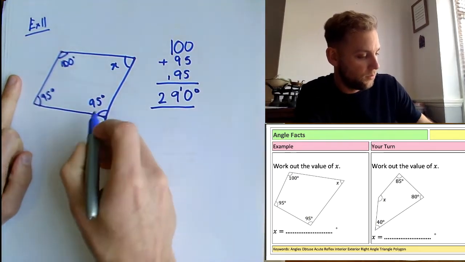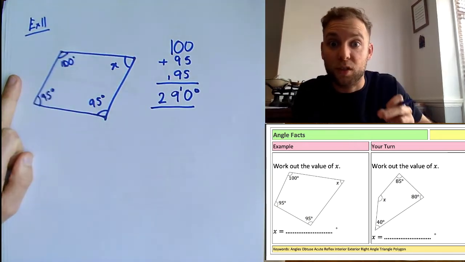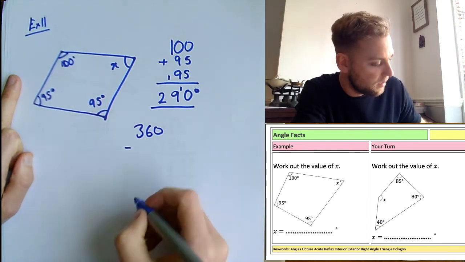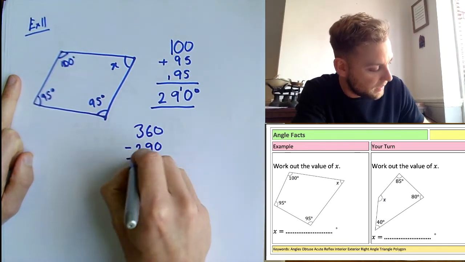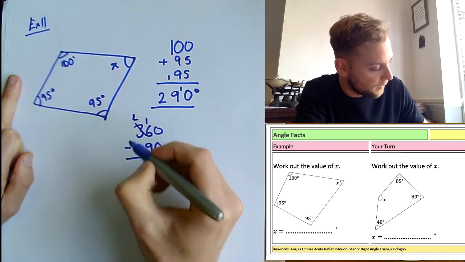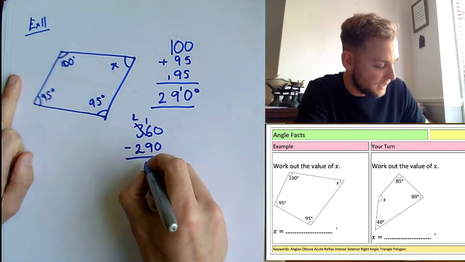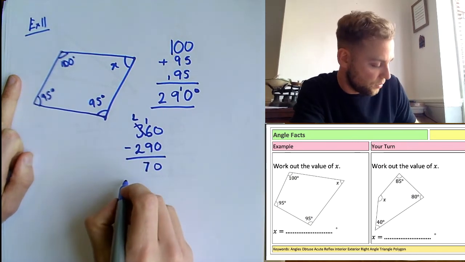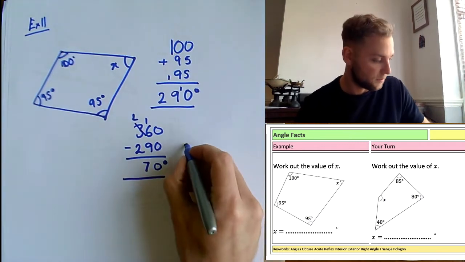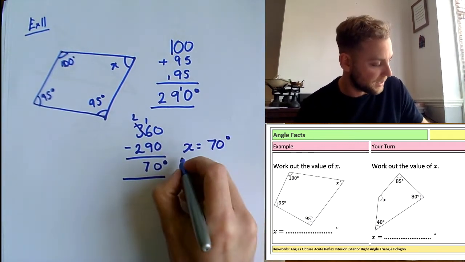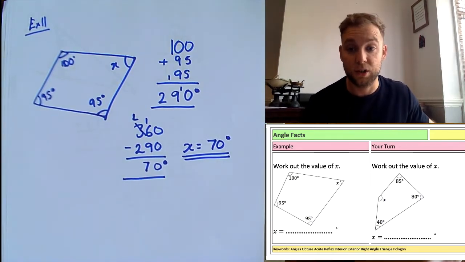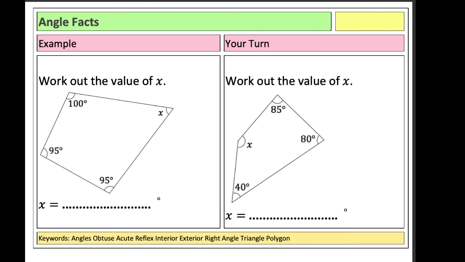And then I've got to do, because I know that these angles here, remember, sum to 360. So 360 minus the 290. 0 take away 0 is nothing. Can't do that, so I'm going to have to borrow from there. 16 take away 9 is equal to 7. And 2 take away 2 is nothing. So I'm left with there 70. So let's just make it clear, X is equal to 70 degrees. Brilliant. So what I'm going to suggest is that you pause now and have a little go at that one on the right.